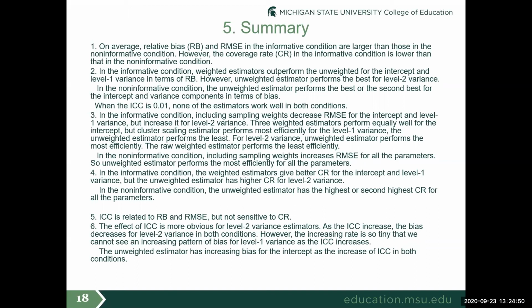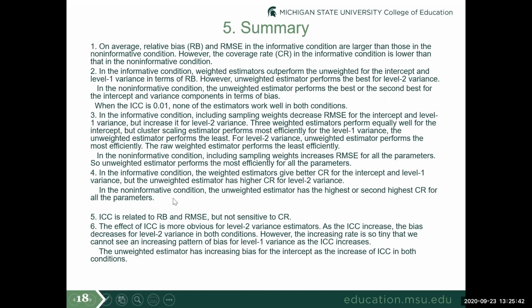Number 3, in the informative condition, including sampling weights decreases root mean square error for the intercept and level 1 variance, but increases it for level 2 variance. The 3 weighted estimators perform equally well for the intercept, but the cluster scaling estimator performs most efficiently for level 1 variance. The unweighted estimator performs the least efficiently there. For level 2 variance, the unweighted estimator performs the most efficiently, and the raw weighted estimator performs the least efficiently. However, in the non-informative condition, including sampling weights increases root mean square error for all the parameters. So the unweighted estimator performs the most efficiently for all the parameters.